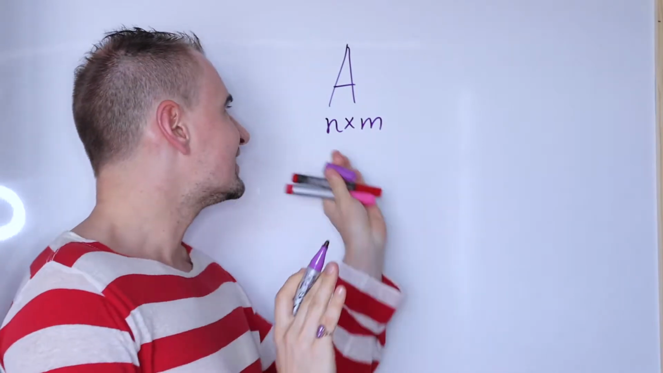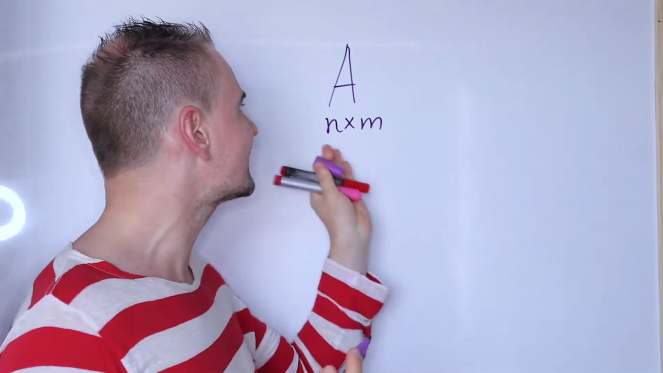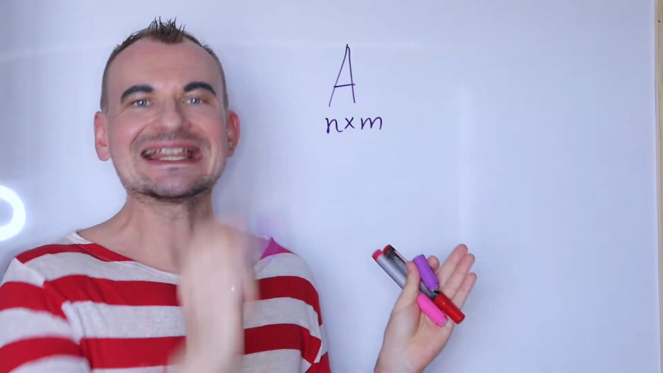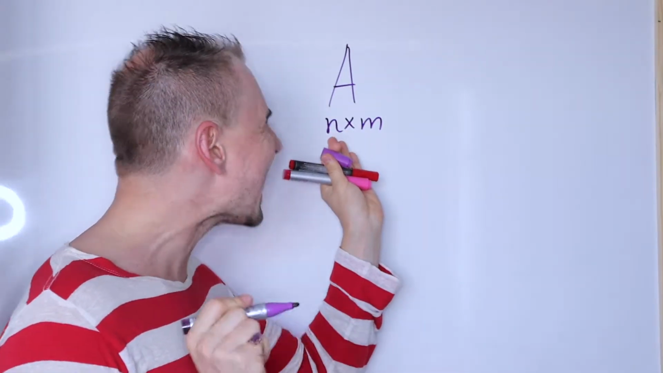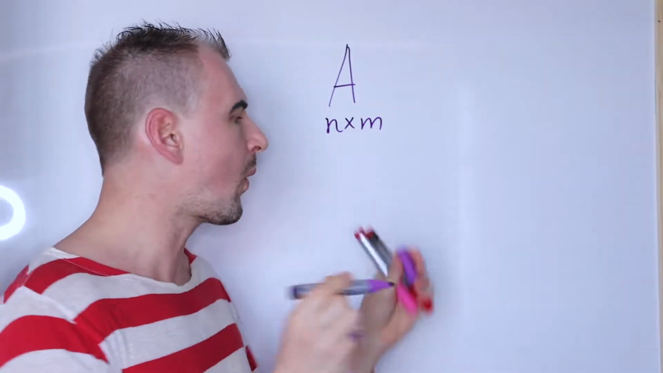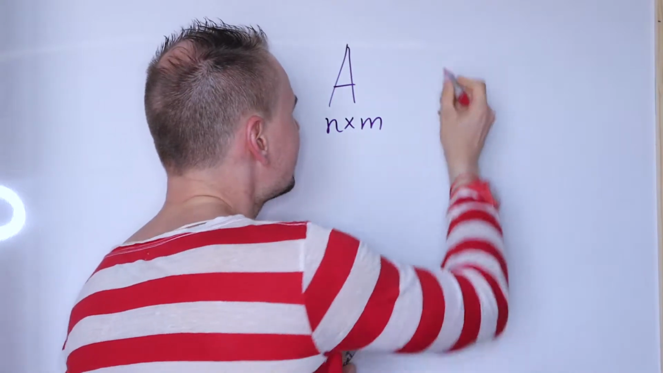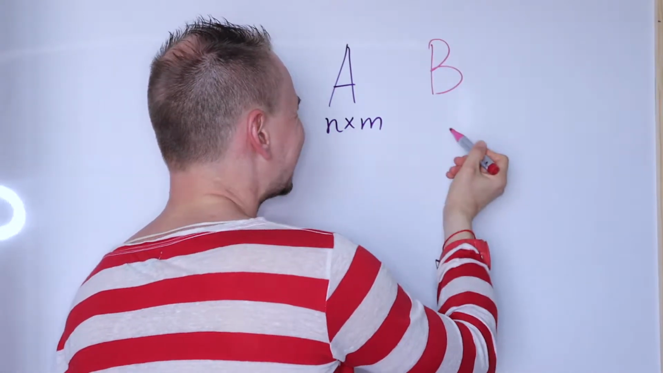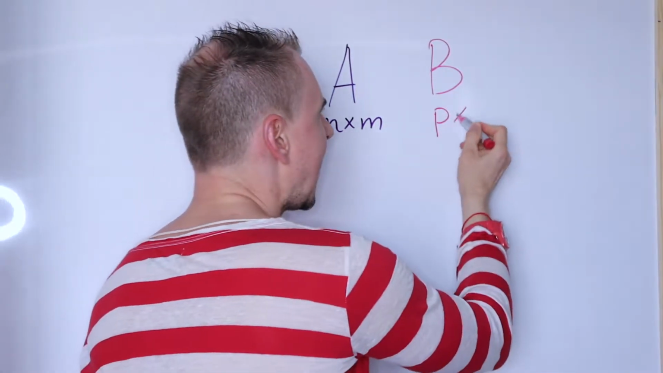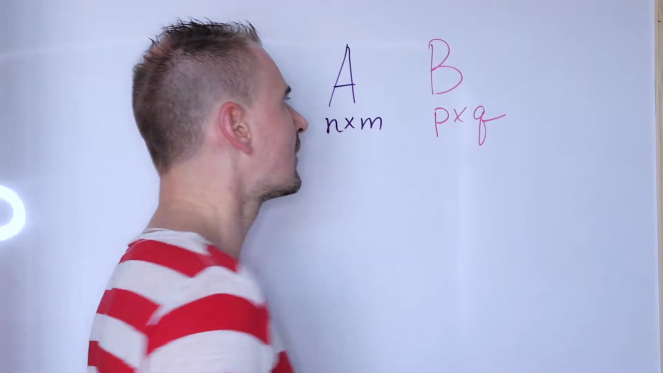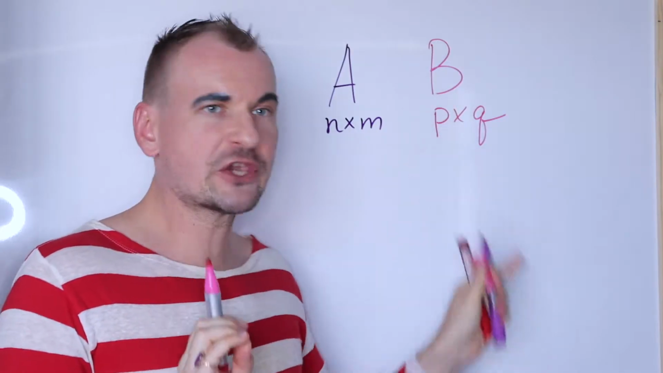And as a quick reminder, a size or an order, sometimes it's called a dimension, is just the number of rows and the number of columns. So say this matrix A has n rows and m columns. And say we have matrix B which contains p rows and q columns. Matrix B has p by q size.